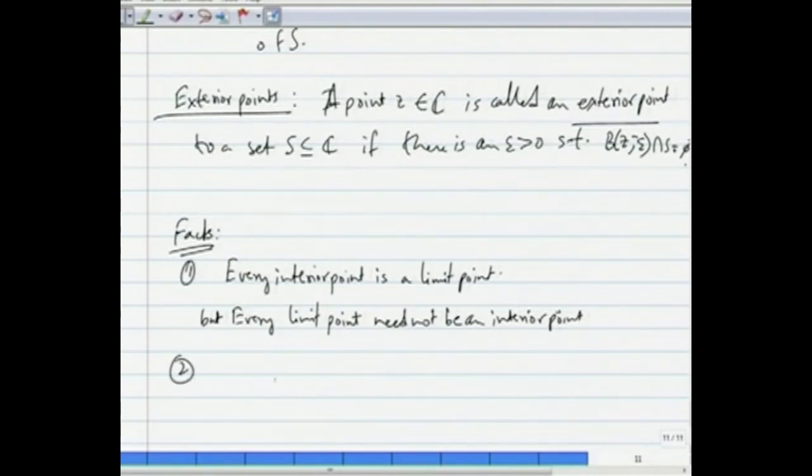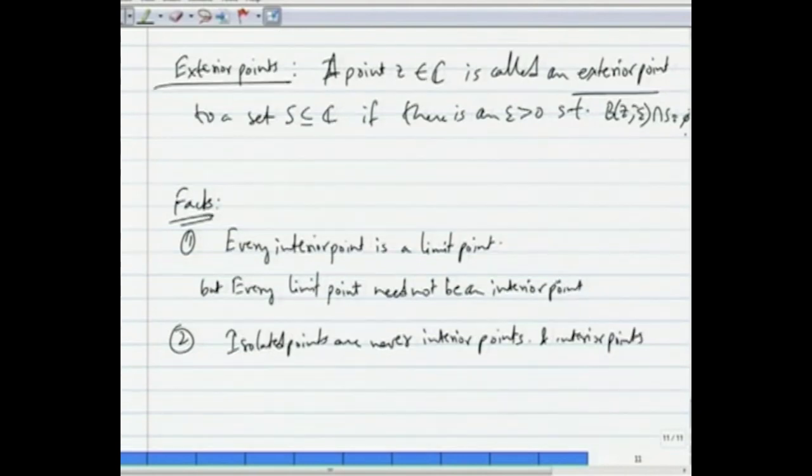The second statement I want to make is about the relation between isolated points and interior points. Isolated points are never interior points. That is because there is no neighborhood of those points contained in the set. And interior points are never isolated. Interior points enjoy a whole ball around them which is contained in the set, so they are not isolated. That is the relation between isolated and interior points.